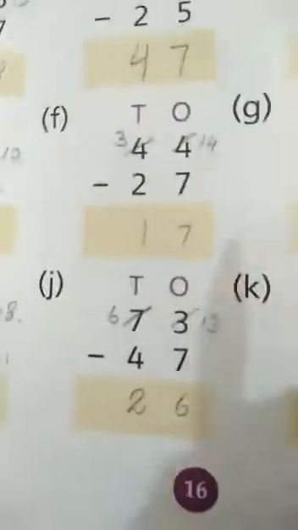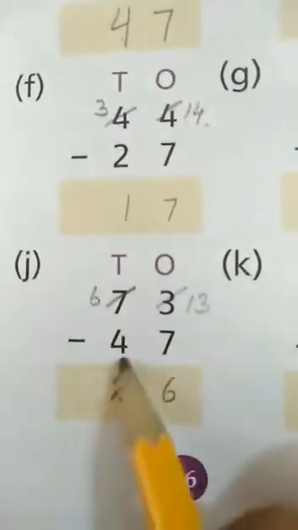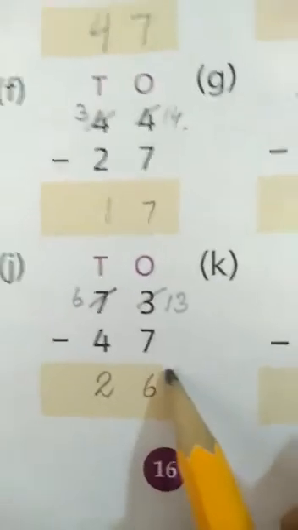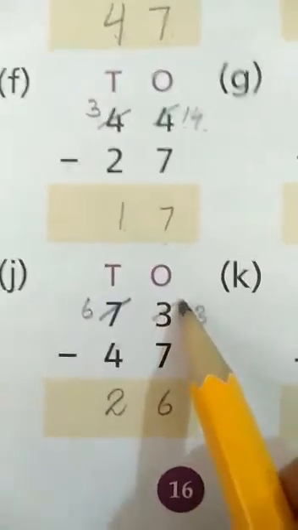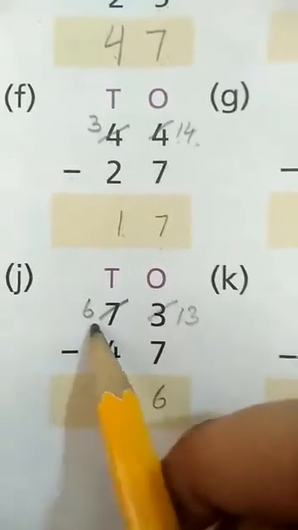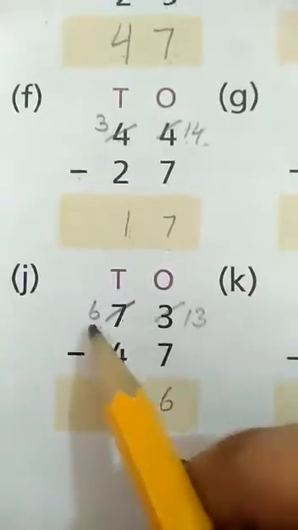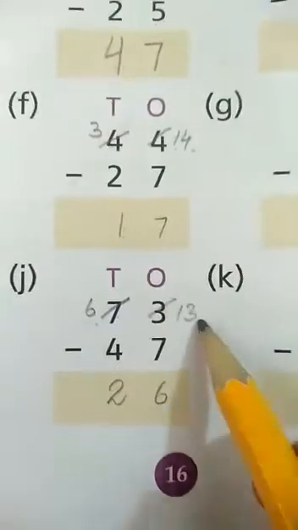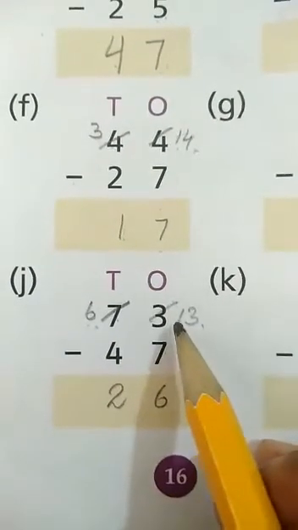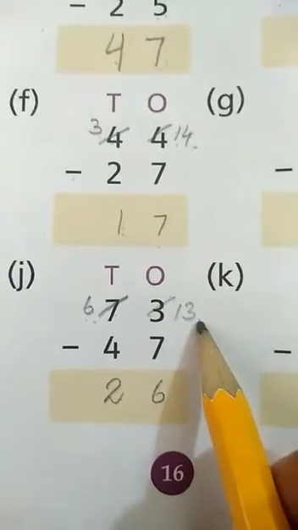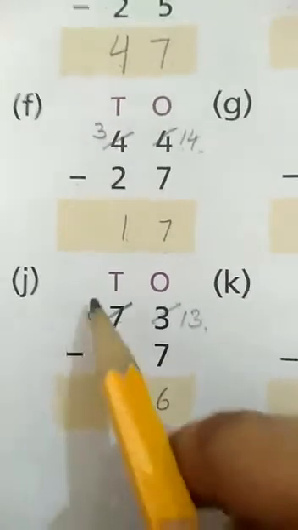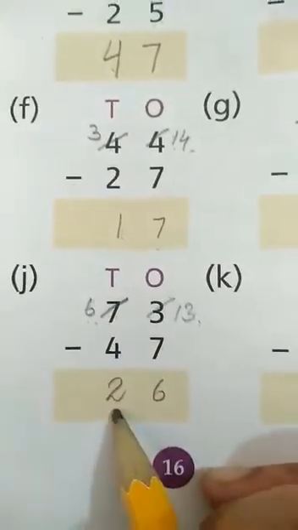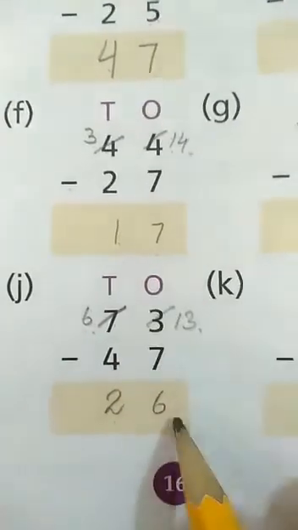On question number J, 73 minus 47. So students, we cannot subtract 7 ones from 3 ones. So we can take 1 from tens column. So when we take, 7 becomes 6 and 3 becomes 13. So 1 tens and 3 ones is equal to 13. So 13 minus 7 is equal to 6 and 6 minus 4 is equal to 2. So now we have 2 tens and 6 ones is equal to 26.